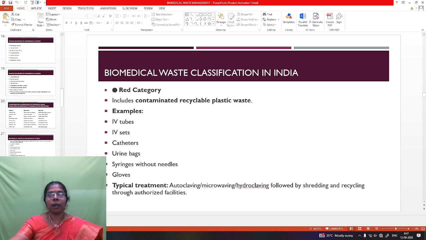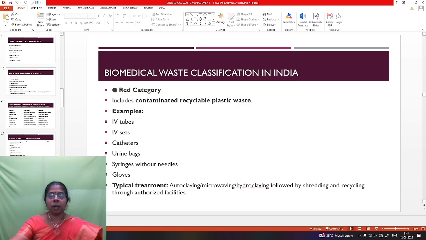And next one is red category waste. Red category, if you want to discard the waste, means you have to put it in the red dustbin. The red dustbin is the one coated with red color. In that dustbin only you have to put the biomedical waste. So what waste can be put in the red container? It includes contaminated recyclable plastic waste, for example IV tubes, IV sets, catheters, urine bags, syringes with needles, gloves.